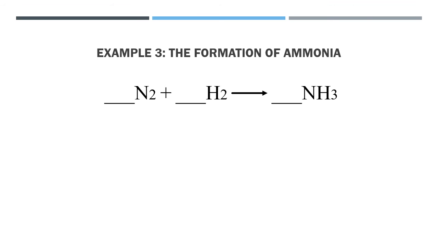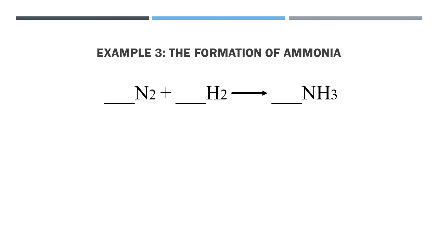All right, the next one we have is formation of ammonia. So we have nitrogen gas plus hydrogen gas makes ammonia. So 2 gases make a liquid, kind of similar to what we did with water earlier. This one's going to be a bit more challenging. So if you can follow along with this one, you're doing very well.